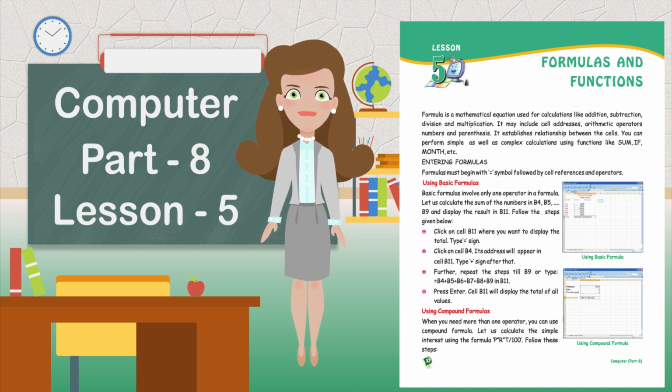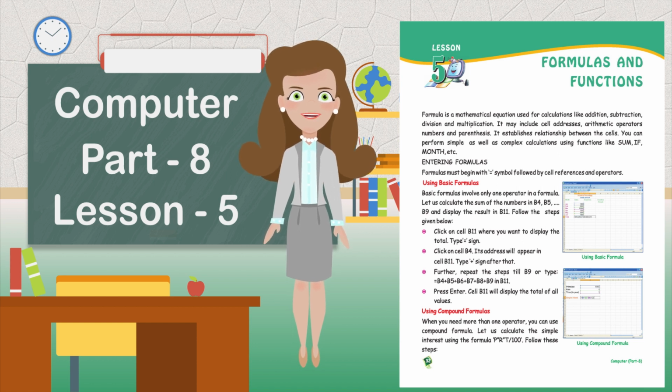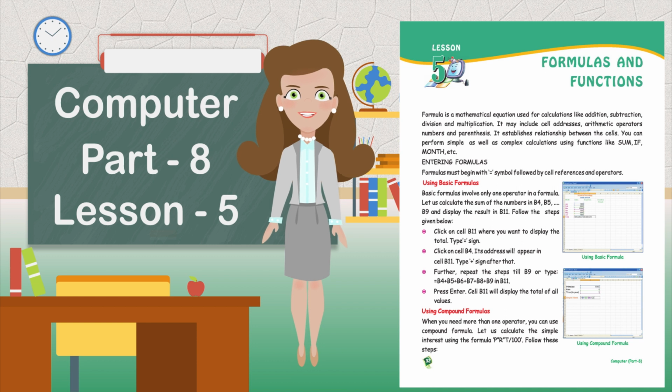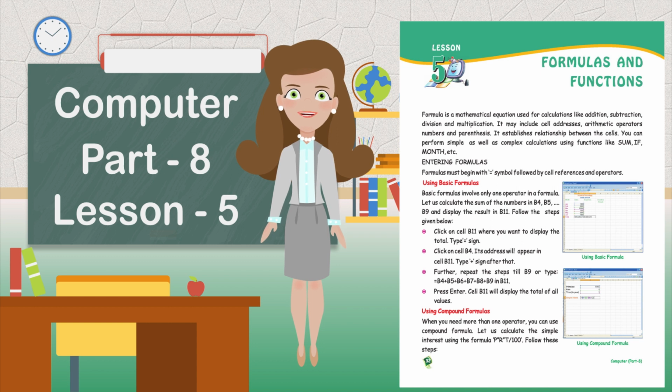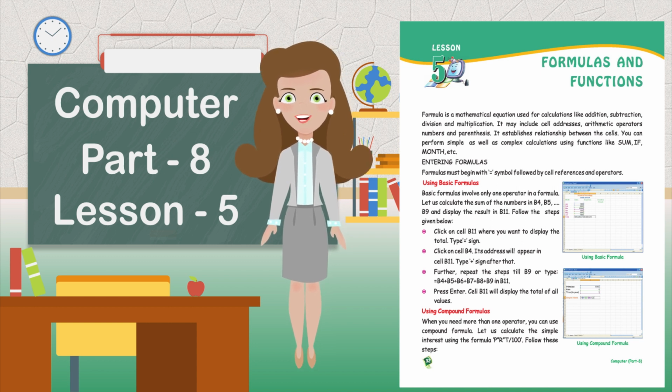Click on cell B11 where you want to display the total. Type the equal sign. Click on cell B4. Its address will appear in cell B11. Type the addition sign after it. Further, repeat the steps till B9, or type =B4+B5+B6+B7+B8+B9 in B11. Press Enter. Cell B11 will display the total of all values.